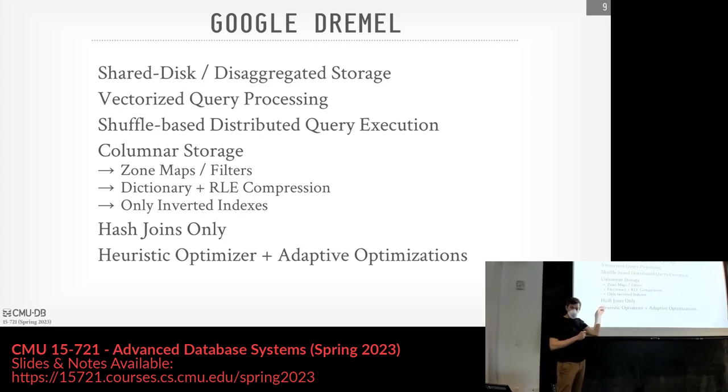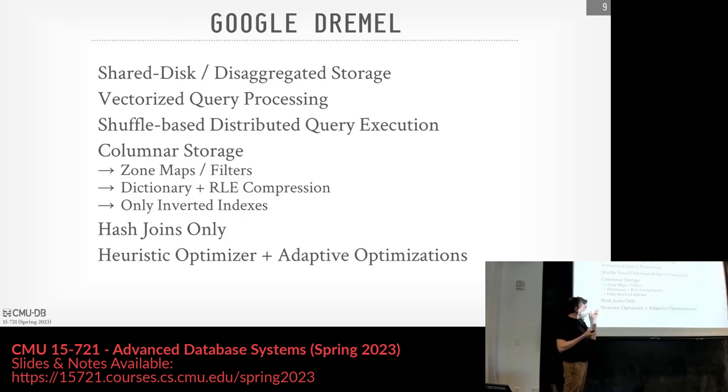They only support hash joins, so they don't do any sort merge joins. Again, there's nothing to discuss here because one, it's not public, and as far as I know, they're doing the non-partitioned version of this, right, within a single node. Obviously, when you start shuffling things around, it's partitioned, but that's doing a sort of multi-level.